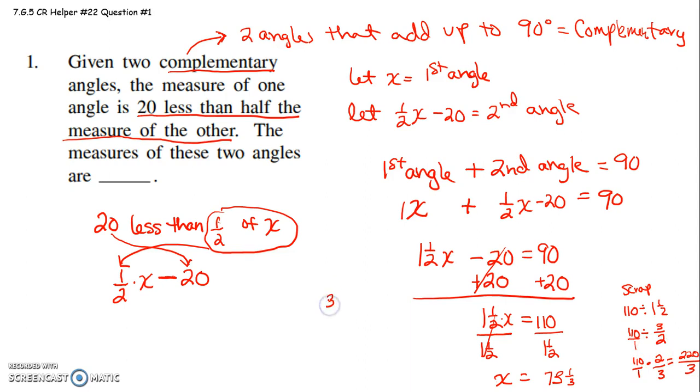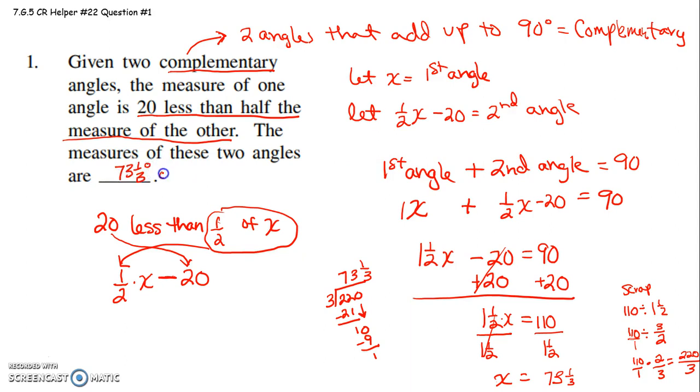This is crazy. 220. 3 goes into 22 7 times. 3 times 7 is 21. Subtract off, remainder 1. Drag down a 0. 3 goes into 10 3 times. 3 times 3 is 9. Yep, 73 1/3. Excellent. So one of the angles is 73 1/3.